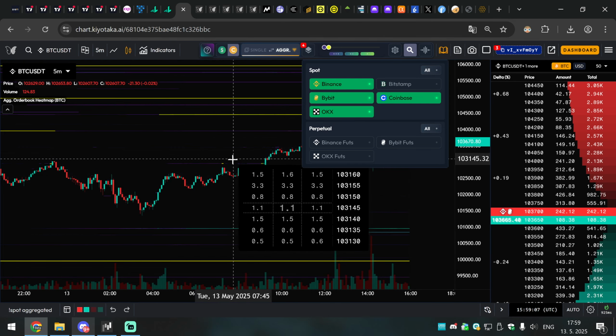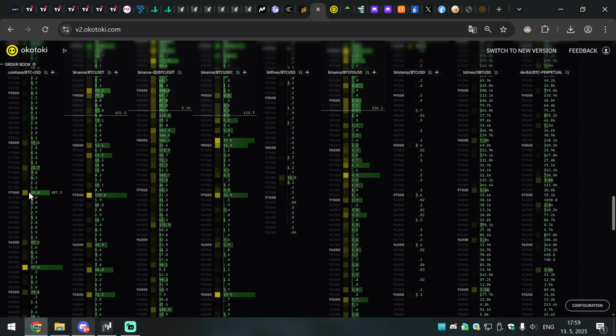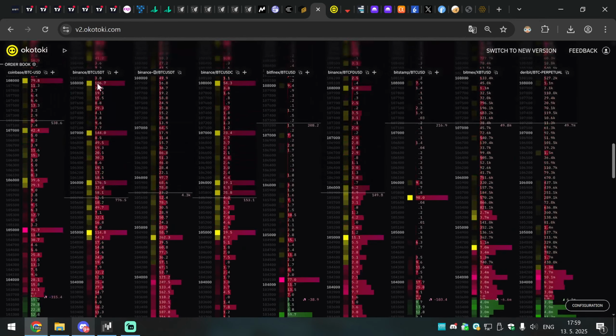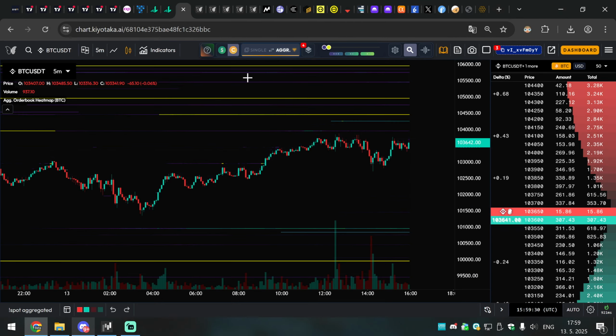I really love this, because I was using, and I'm still using, Okotoki. This is showing me much faster where the strong order book demand and supply areas are, where market participants on the passive side are trying to defend the market. Same to the upside, same to the downside. This is also great, and it should be on your monitor.